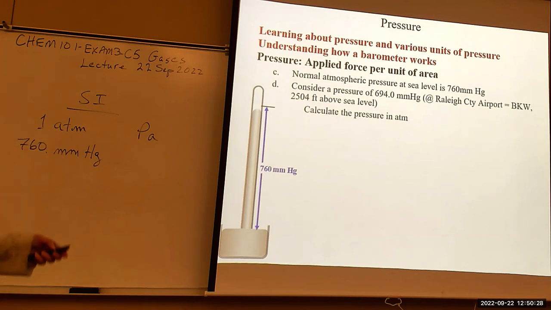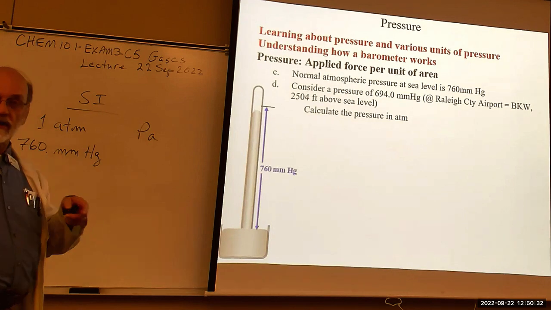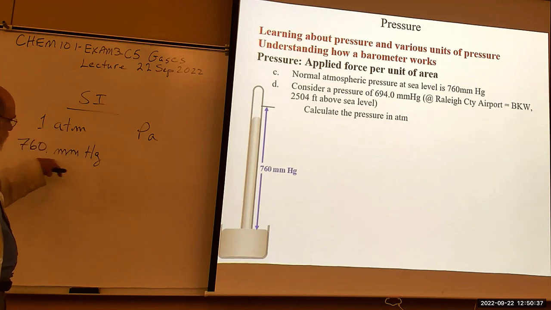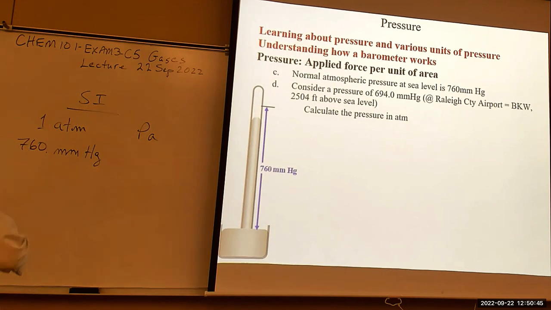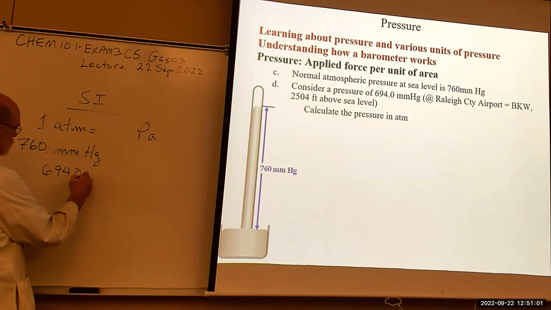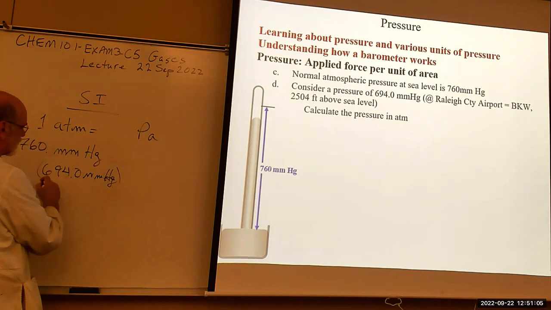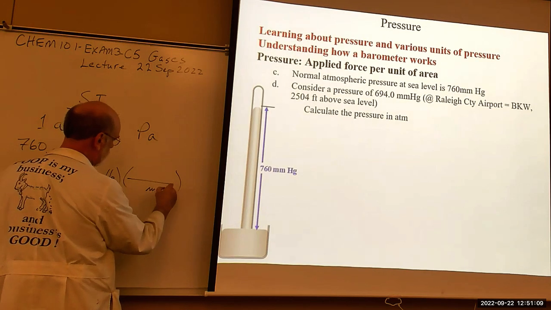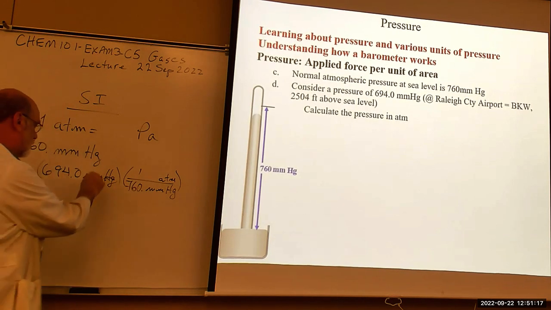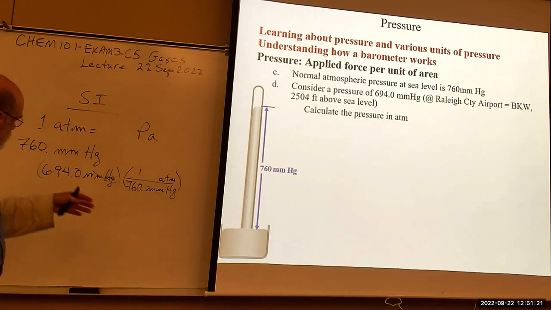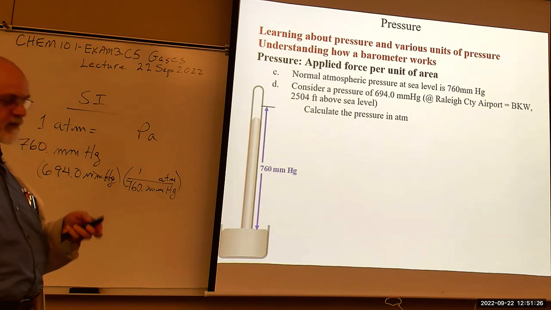Okay, so we can calculate the pressure in atmospheres if we know any one of these other values, like millimeters of mercury. What if the pressure at the Raleigh County Airport is 694 millimeters of mercury? Well, if these two are equal, remember what I said about equality? If you've got something equal to something else, you instantly have a conversion factor. So if we have 694 millimeters of mercury, we want to convert that to atmospheres. We need something that'll cancel millimeters of mercury and leave us with atmospheres, correct? Well, we know one atmosphere is equal to 760 millimeters. There you go. Those are canceled, we're left with atmospheres. So we divide 760 into this, and obviously it's less than one atmosphere.